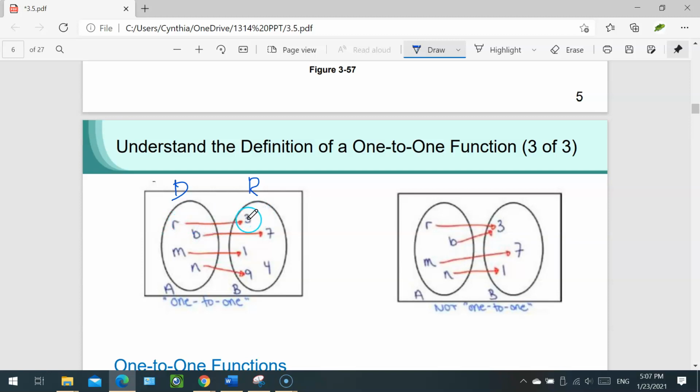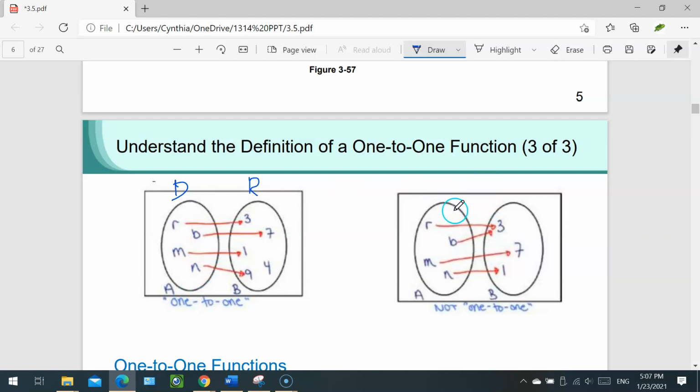So R assigned to 3, B assigned to 7, M assigned to 1, and N assigned to 9. Each element inside of the domain has received a particular range value. So in that case, this is a one-to-one.